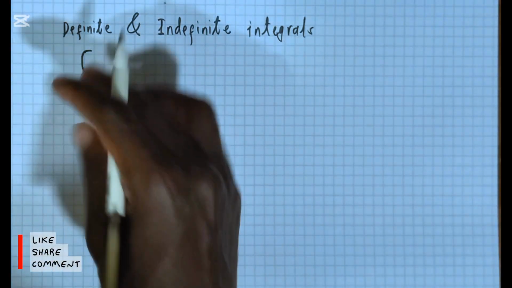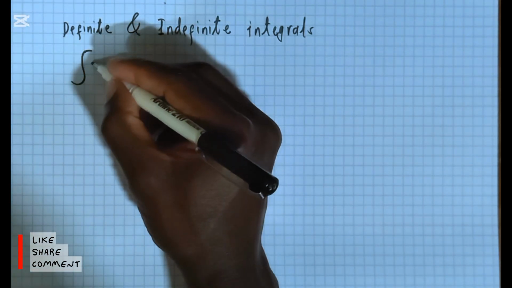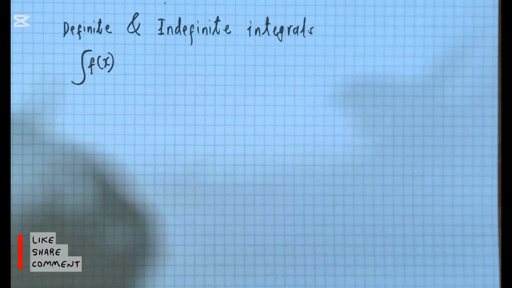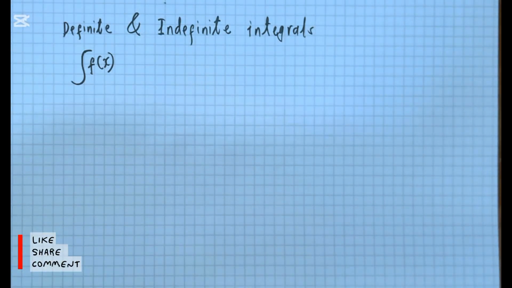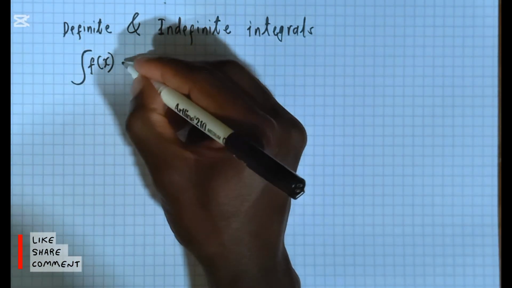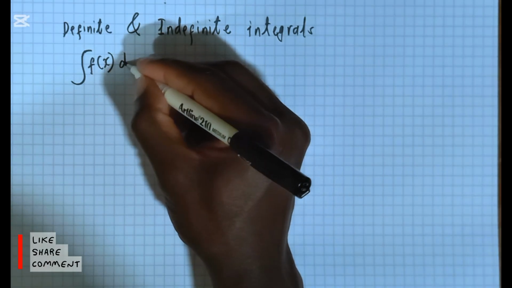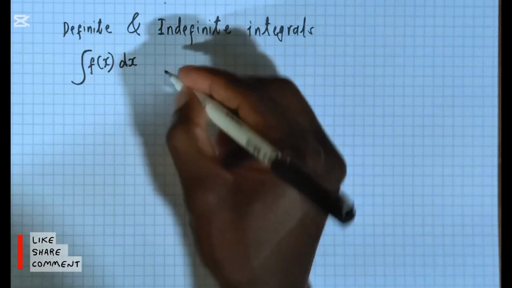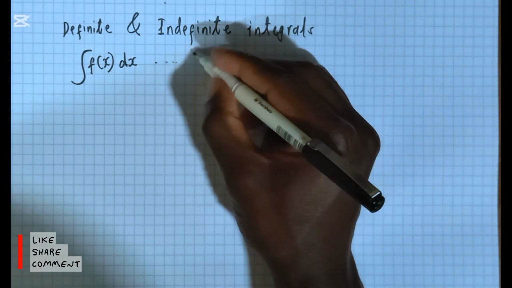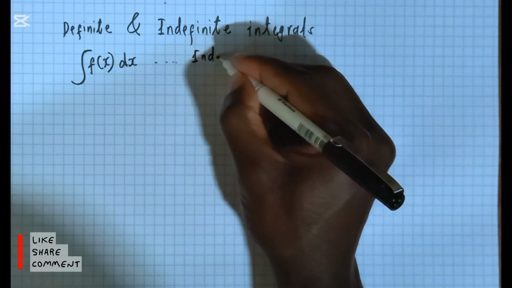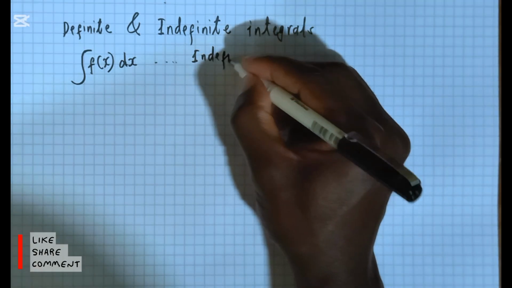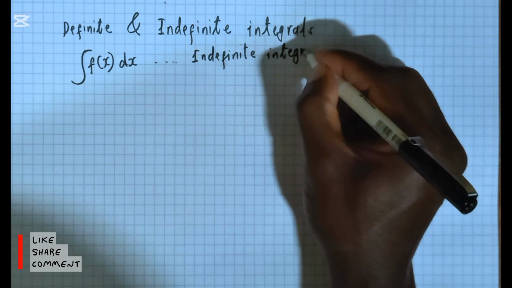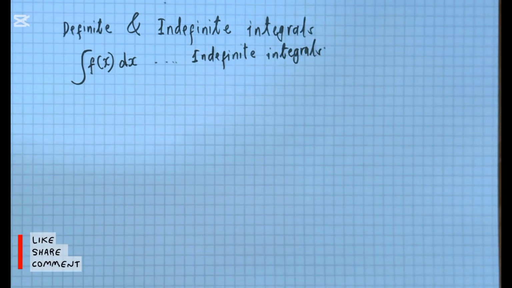So usually if you're given an S sign, and let's say you're given a function f of x, okay? A function basically that is made of x variable. That is what that means, all right? And you're told to integrate it with respect to x and without any limits. Then we call this an indefinite integral. We are going to do a problem under this, then you are going to see what we mean by that.